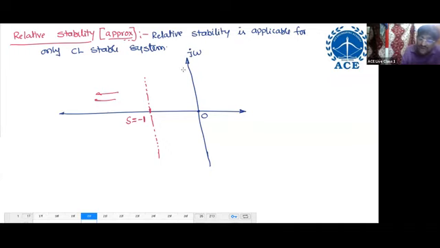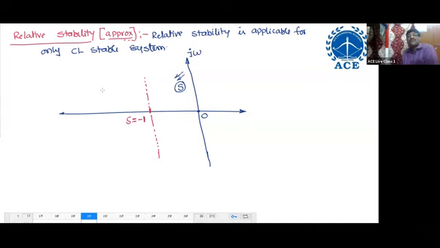If all the poles lie in the left of the S-plane, that means the system is stable. Then we have to verify how far left the poles are. This concept is valid only for closed loop stable systems. If they are on the left side, how far left they are, that we have to verify.